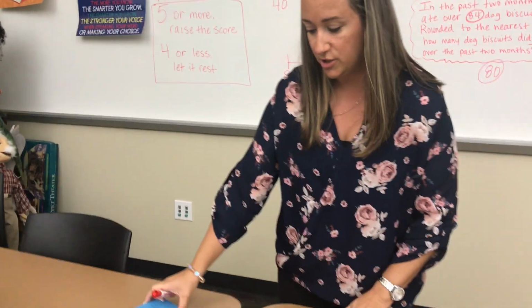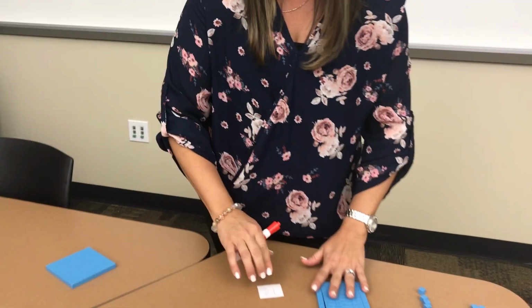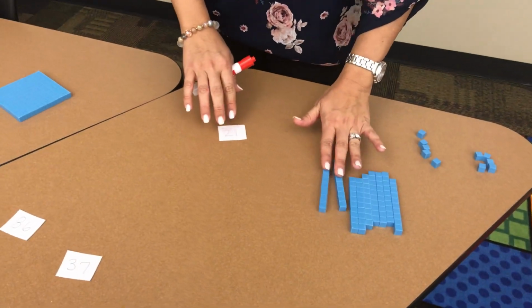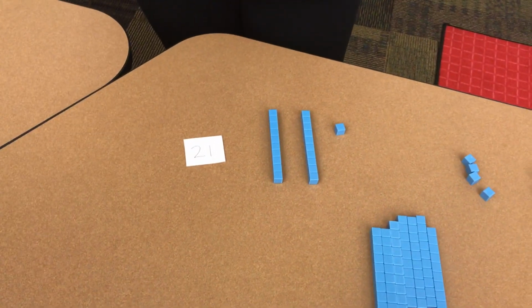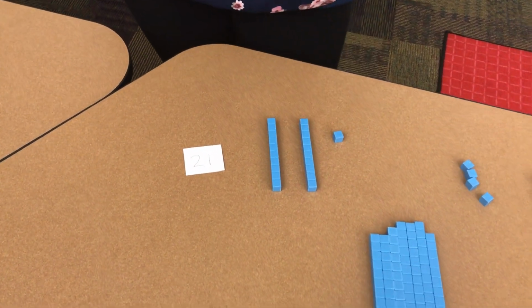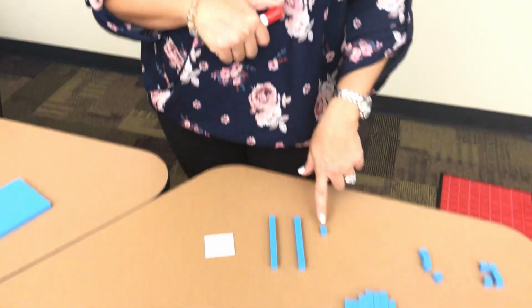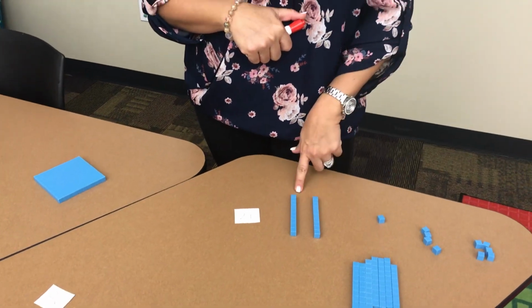Okay, we can do a couple more of these. If we have 21, 10, 20, and 1, it would be easier just to move the 1 block away and keep it at 20.